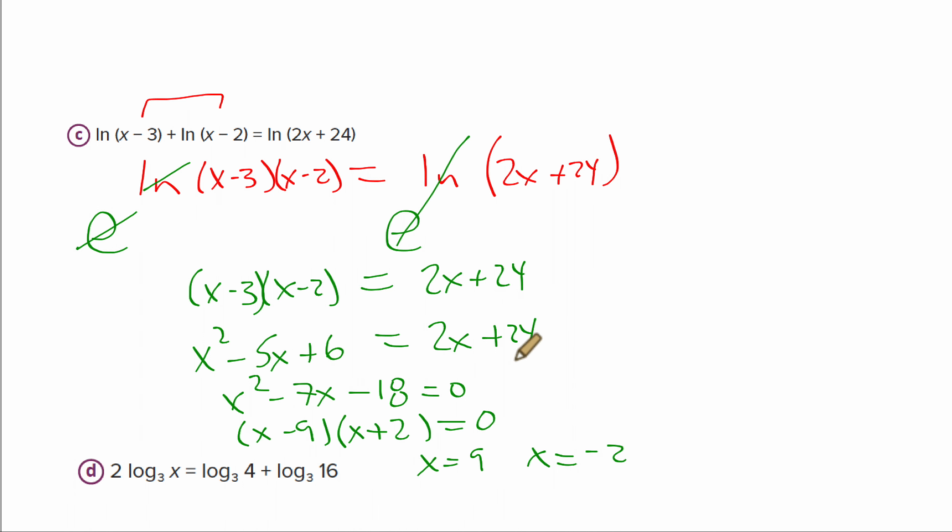Guess what I need to check? Check out. I plug in a 9. Everything's good. Plug in a negative 2. Right here we get negative 2 minus 3. That's going to end up being negative. Can't have that. So this is extraneous.